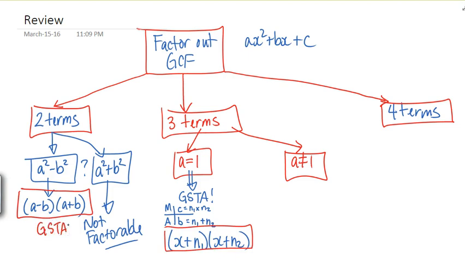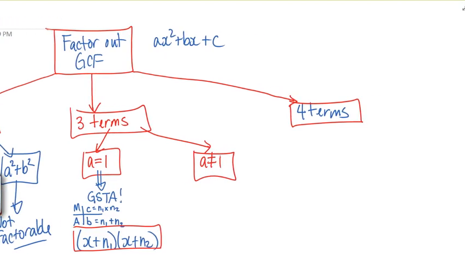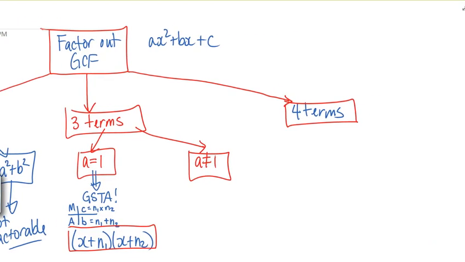Okay. When a doesn't equal 1, we have more work to do. I'm going to actually come back to a equaling 1. I'm going to do my 4 terms first, actually. So here's an example here. You're either going to be doing, the 2 methods were by grouping or tic-tac-toe. Okay, so let's start with the tic-tac-toe. Why not?